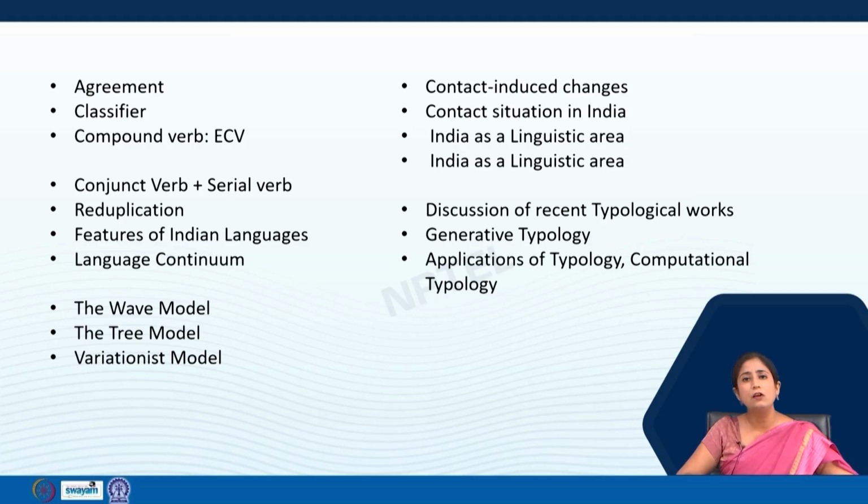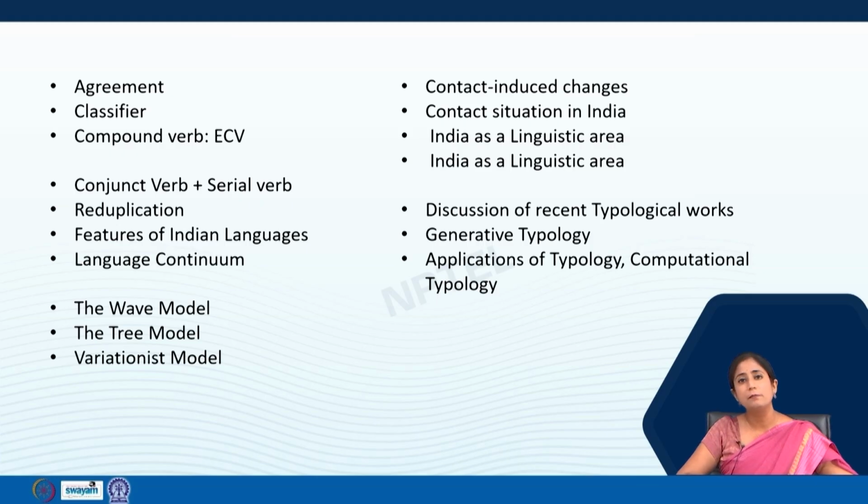We have seen there are lots of new sub-branches which have evolved. We have seen lots of work being done nowadays on lexical typology and on quantitative typology. We will try to mention them and at least give you an introduction to those. We will also talk about generative typology and the application of typology. We have seen that there are lots of applications of typology. Computational typology has also evolved a lot.